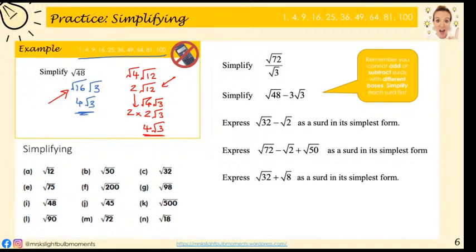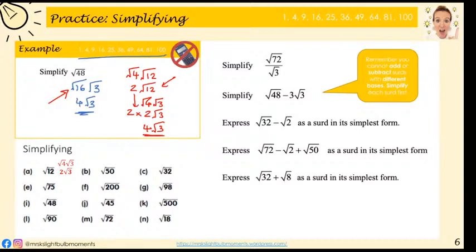Okay, let's look at some answers and I'll go through the top row. So A here, root 12, we can simplify to root 4 root 3. Because if I look at my square numbers at the top of the page there, the largest square number that goes into 12 is 4. So I write that one first, root 4, and it goes into 12 3 times. So we write it as root 4 root 3. Then you can always simplify your square number. So the root 4 just becomes 2. 2 root 3 is your final answer.